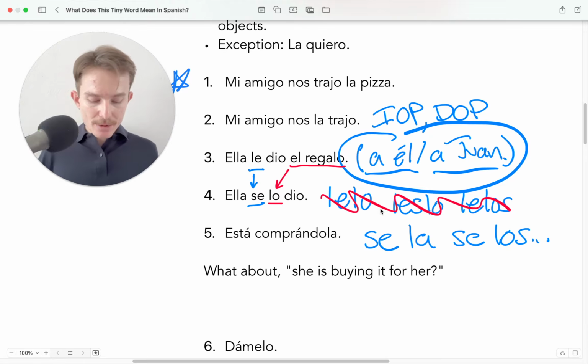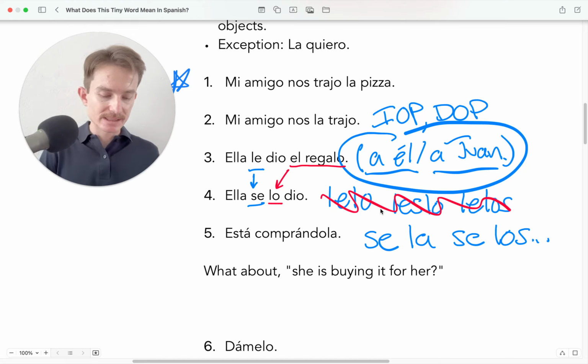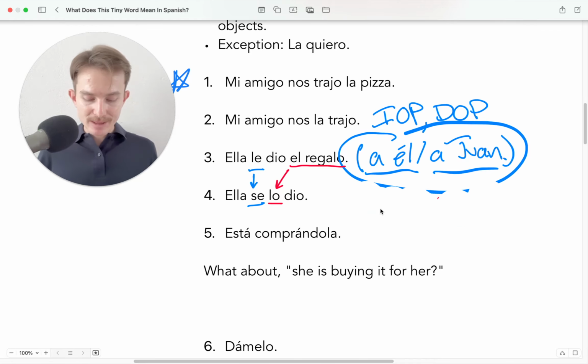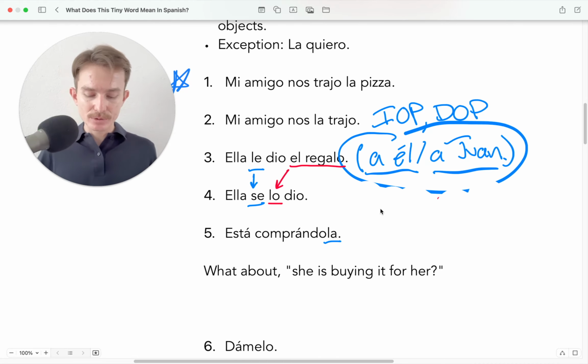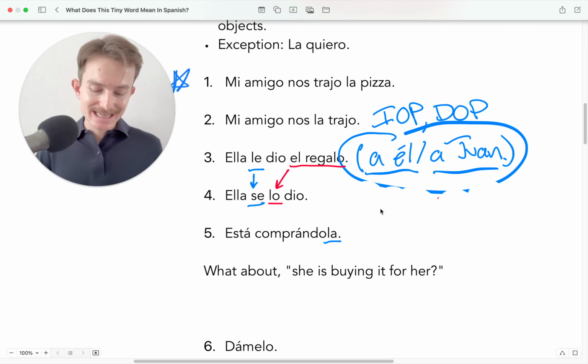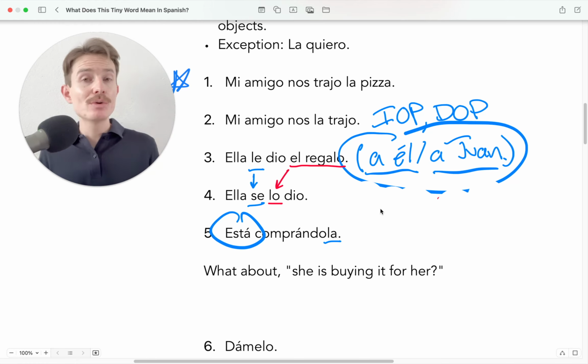Now, another thing that goes on in Spanish, and I'm going to erase this so that we can more easily see this, is that we will have the attachment of object pronouns to the end of things like progressive verbs, for example. There are different examples like commands or infinitives, but here we have the example of progressive verbs. Okay, so está comprándola.